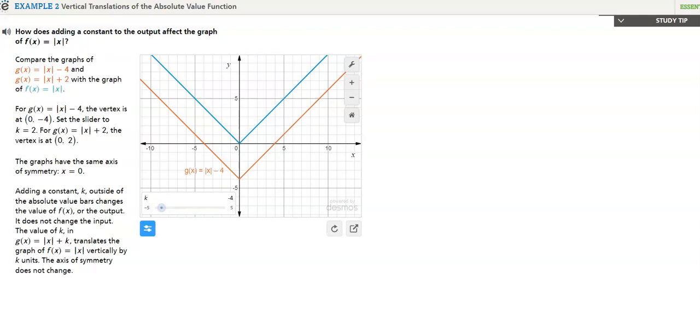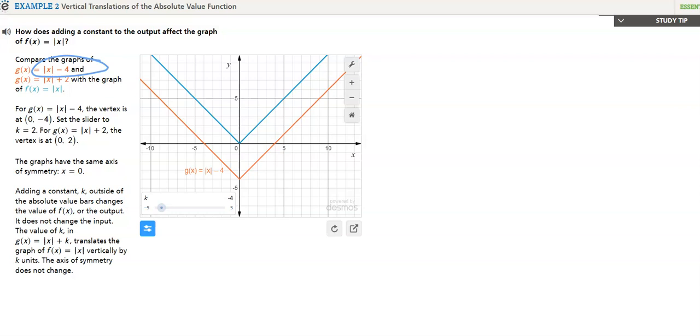Oh, wow, we have a lot of stuff here. So in this case, we're first going to compare absolute value of x minus 4 with absolute value of x. And you'll see they put a g of x here. That's just so we can compare the two functions.